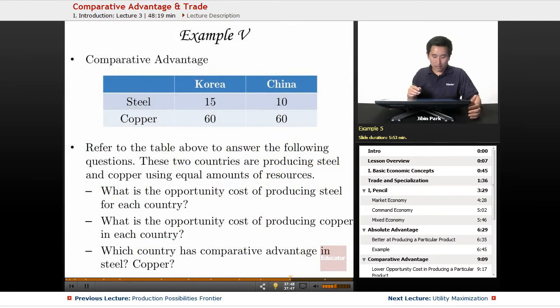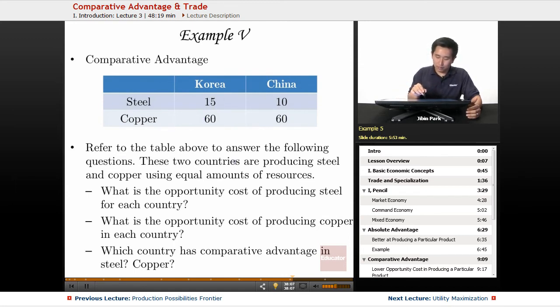So again, let's take a look at another example. This time, let's look at 2 different countries. Let's say you have Korea and China here. So comparative advantage, let's say that in terms of making steel, Korea can make 15 and China can make 10, whereas in copper, Korea can make 60 and China can make 60.